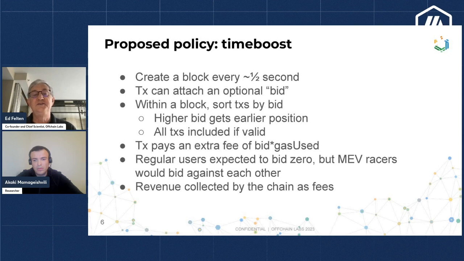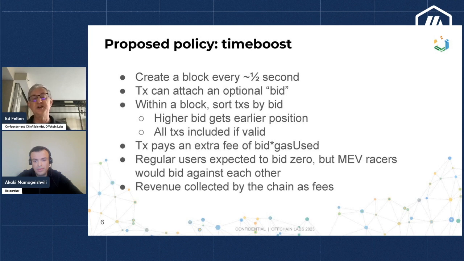Within a block, the sequencer will sort transactions by bid. So the highest bidding transaction is first in the block, the second highest bidding transaction is second in the block, and so on. All the transactions are included, assuming they're valid. So the bid is not bidding to be included on the chain. Everyone gets included. The bid is bidding for position.